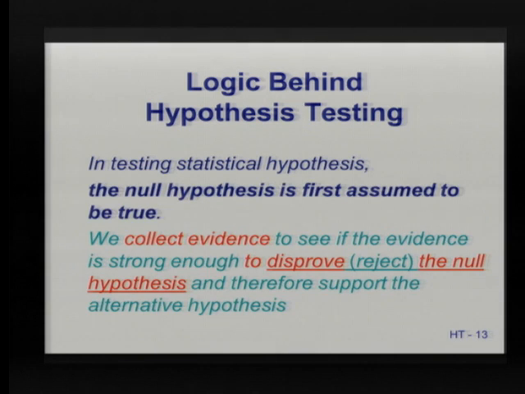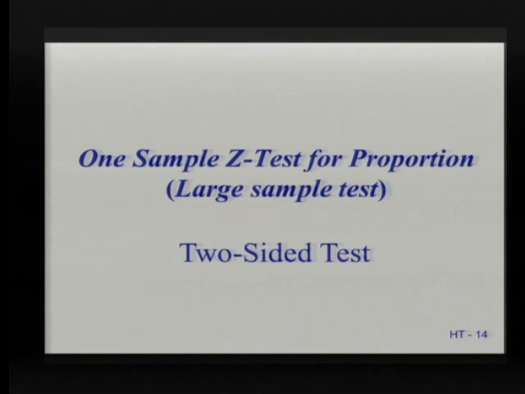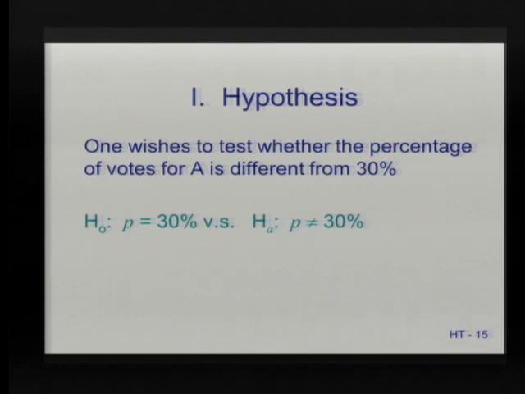So that's what I'm trying to say: first assume the null hypothesis is true. That's why we need the null hypothesis stated right at the beginning of the hypothesis testing. So we're going to talk about this first test. I'm going to do a 2-sided test first, so let me explain a 2-sided test. Sometimes people call it a one-sample z-test for proportion, a test for proportion, and this is a large sample test.